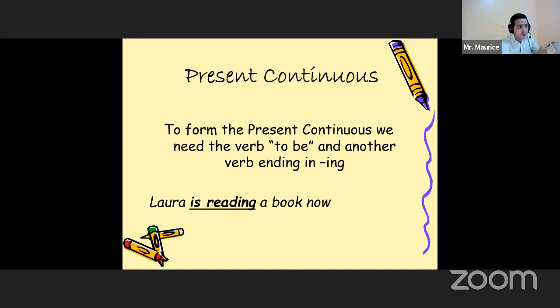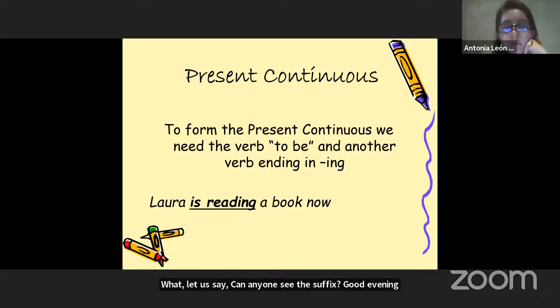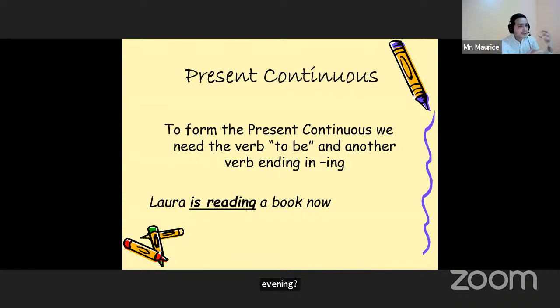¿Pueden ver el sufijo? ¿Cuál es este? Can anyone see the suffix? Yes, ing. Este es el sufijo. Correct. Este es el sufijo que vamos a utilizar. Entonces, no se olvide del verbo to be, desglosándolo en lo que es presente, con sus tres opciones, que es is, are, and am, y el sufijo, el ing.